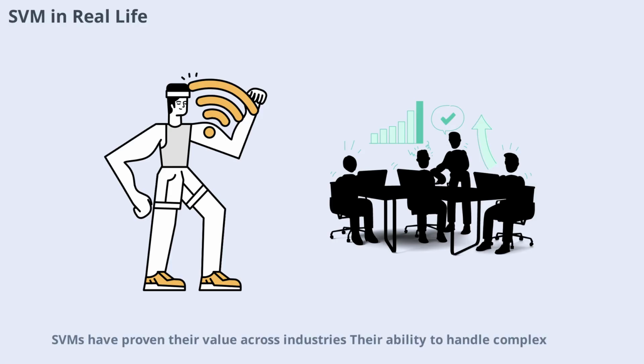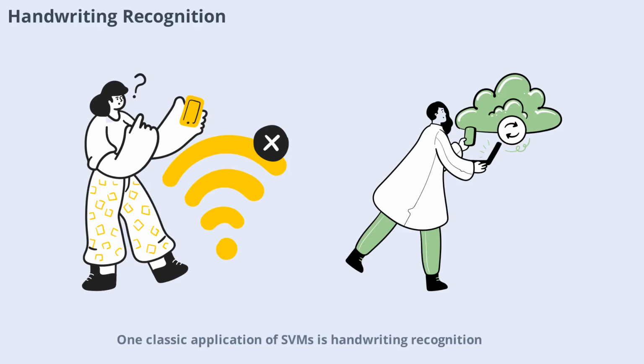Their ability to handle complex, high-dimensional data makes them a go-to choice for many challenging tasks. One classic application of SVMs is handwriting recognition. By analyzing the pixel values of handwritten characters, SVMs can accurately classify letters and numbers. This technology is widely used in postal services and digital note-taking apps, demonstrating the practical power of SVMs in everyday life.